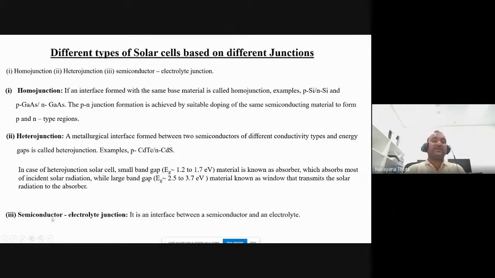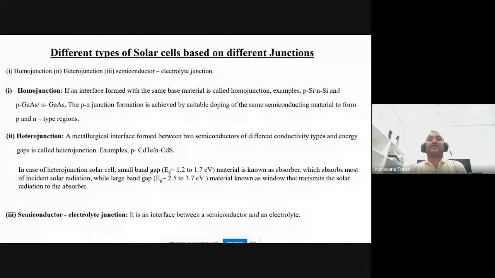The third one is the semiconductor electrolyte junction. This is not exactly a solar cell. This is like a photoelectrochemical device. Here one side of the junction is a semiconductor, and the other is some solution. If we keep our material inside a solution, there will be a junction formation between the semiconductor and the electrolyte. In this case also, a charge transfer will take place. This is called a photoelectrochemical reaction. This is also one of the energy devices. We call it a semiconductor electrolyte junction.